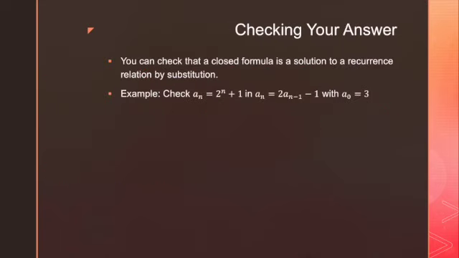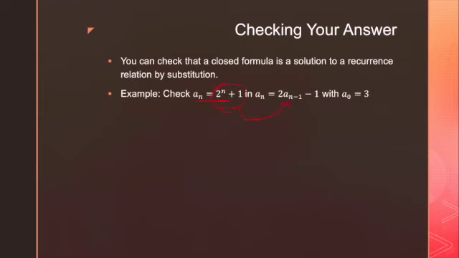Friendly reminder to check your answers. And one thing you can do is you can always check that a closed formula is a solution to a recurrence relation using substitution. We love substitution in math. That's why we teach it early on in algebra. So why don't we check that a sub n equals 2 to the n plus 1 is a solution to a sub n equals 2 a sub n minus 1 minus 1. Okay, so how am I going to do that? I'm going to substitute this in for this.